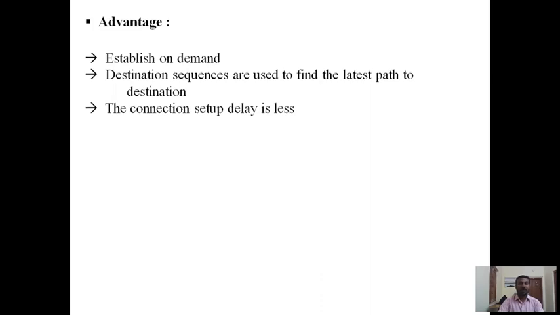Some of the advantages: routes are established on demand, so a route is established on demand, not in a static manner. If it is required, then we establish it. That is one of the advantages. Second, destination sequence numbers are used to find the latest path to the destination, which is used to transfer the data from source to destination. The next advantage is that the connection setup delay is less. The connection establishment time has very little delay. These are the advantages of the AODV protocol.